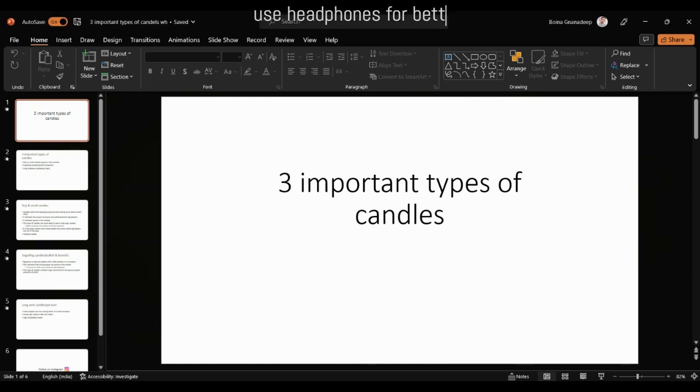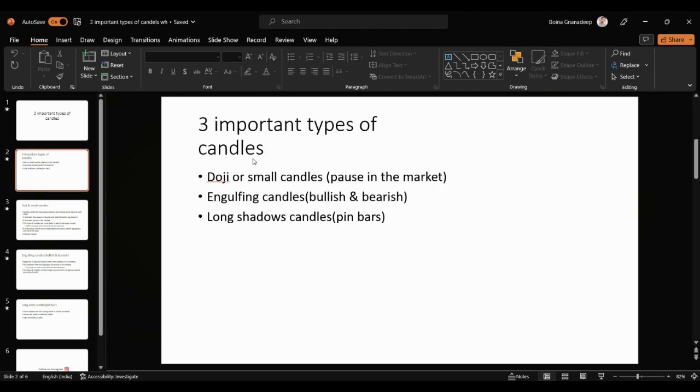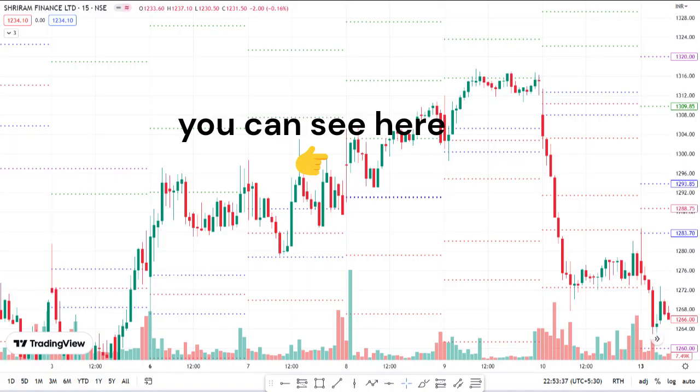So here are the three important types of candlesticks. The three important types of candlesticks we are going to discuss today are doji and small candles, engulfing candles, and long shadow candles, shortly known as pin bar candles. So next we are going to discuss doji.